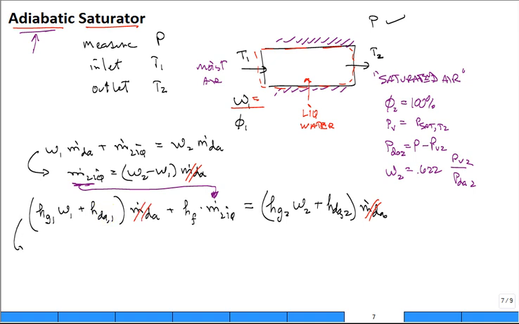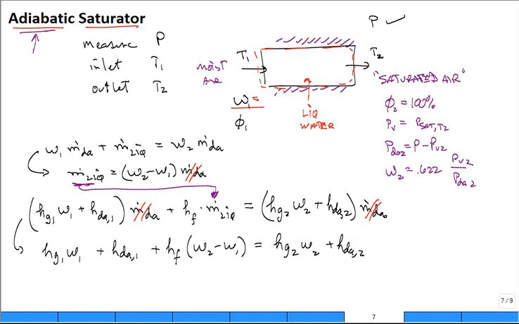And so I rewrite and I have that H of G1 omega 1 plus H of dry air 1 plus H of F times omega 2 minus omega 1 is equal to H of G2 omega 2 plus H of dry air 2. Get those dry airs together. Get this one to the other side. Get all of the omega 1s on one side and everything else on the other side.